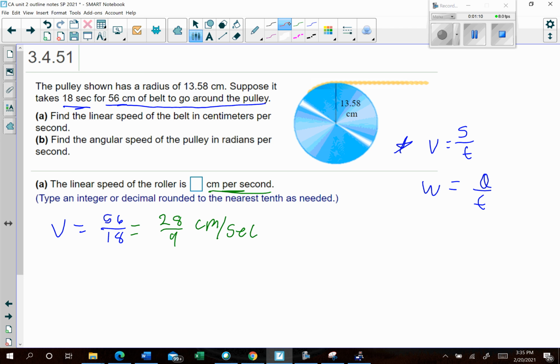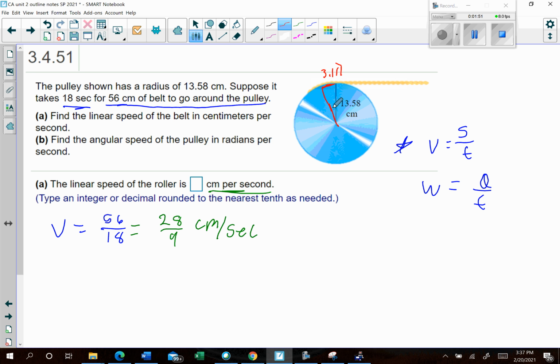Now, angular speed, same idea. It's just going to be the angle size divided by time. There are a couple of different ways you could figure this out. From part A, what we know, and this won't be drawn perfectly to scale, is that we've got an arc length right there of 28 over 9 centimeters per second. So I think it was about 3.11 repeating, and that's the arc length per second.